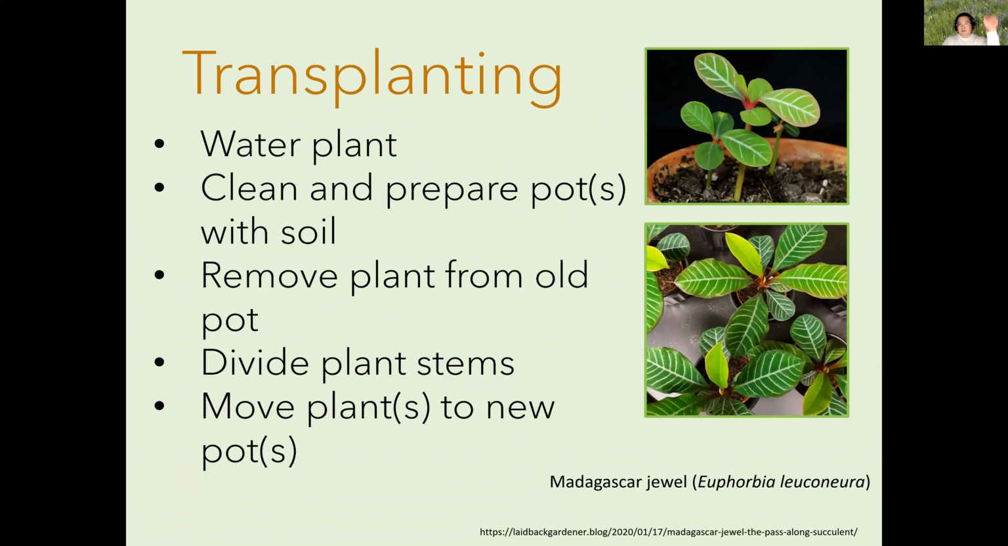And then I would put each individual stem into a different pot, and suddenly you can see that you can have 20 Madagascar jewels very quickly. And so this is the idea of transplanting, essentially moving a plant from one pot to another. And we might do that in the process of just repotting. For example, why might we repot?